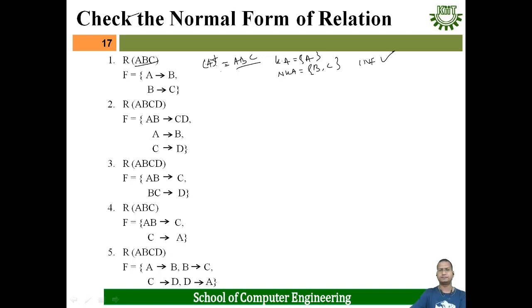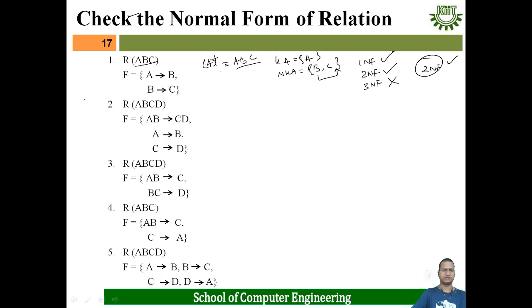Then check for 2NF. To be in 2NF, it should be in 1NF, yes, and there should not be any partial dependency present. Is partial dependency present? A determining B, is that a partial dependency? No. Only one attribute is present. That means this is in 2NF. Then check for 3NF. Is a transitive dependency present? B to C? Yes, it is a transitive dependency. Non-key determining non-key. If transitive dependency is present, it is not in 3NF. That means the highest normal form of this relation is 2NF.